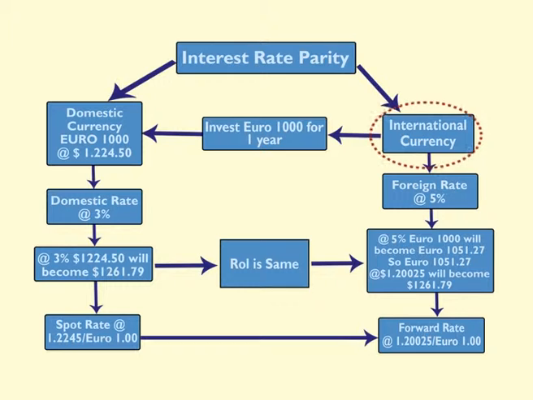Case 2, international investment. We can also invest 1000 euro in an international market where the rate of interest is 5% for 1 year. So, 1000 euro at 5% for 1 year gives 1051.27 euro. Let the forward exchange rate be $1.20025 per 1 euro. So, we buy forward, 1 year in the future, at $1.20025 per 1 euro, since we need to convert our euro back to the domestic currency, the US dollar. Then we convert 1051.27 euro at $1.20025, which gives $1261.79. Thus, when there is no arbitrage, the return on investment is equal in both cases, regardless of the choice of investment method.